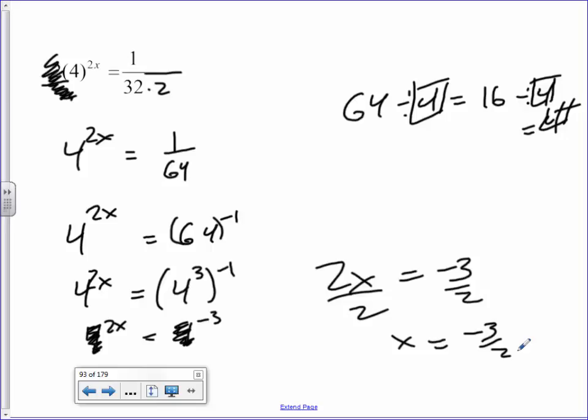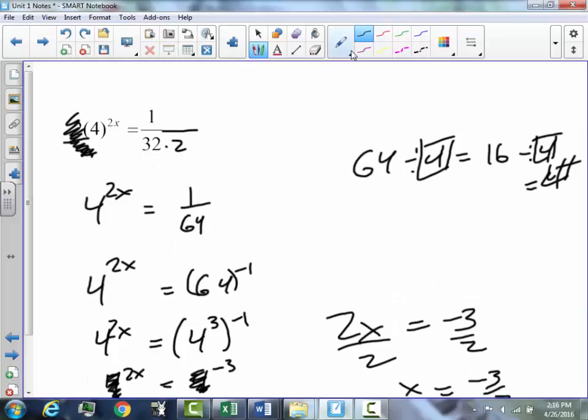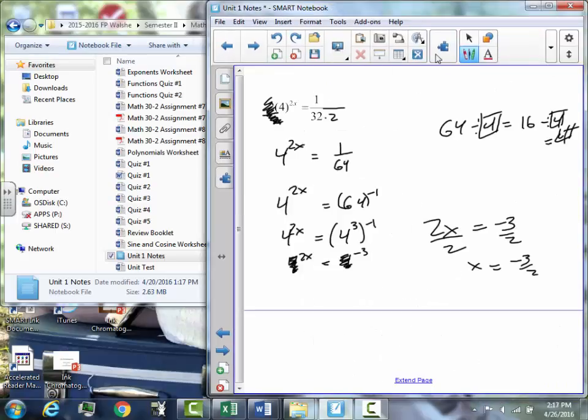I want to show you another nifty trick. Let's say that this just isn't happening and it's kind of over your head. There is actually another way we can solve this. You need your graphing calculators though.